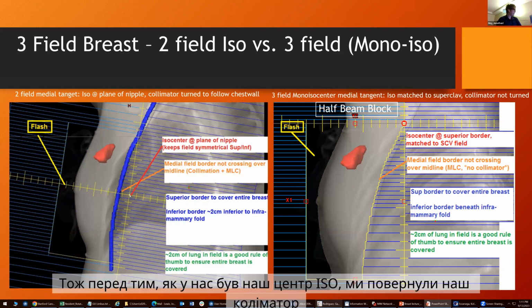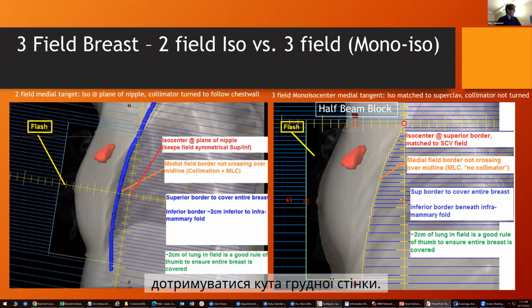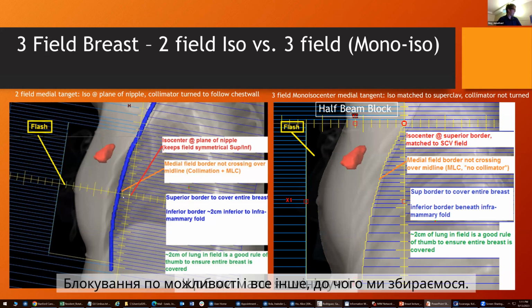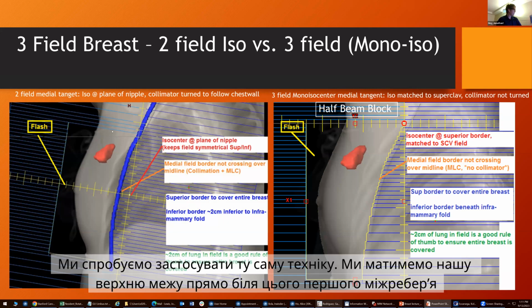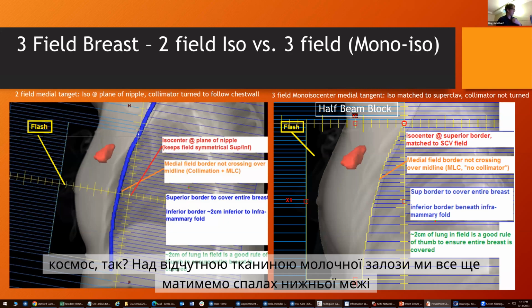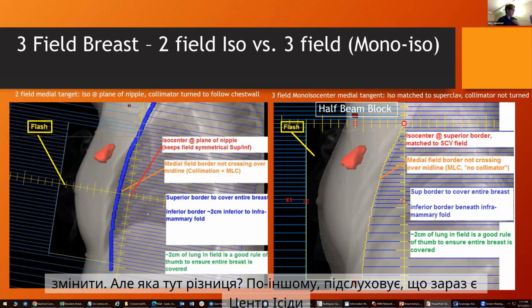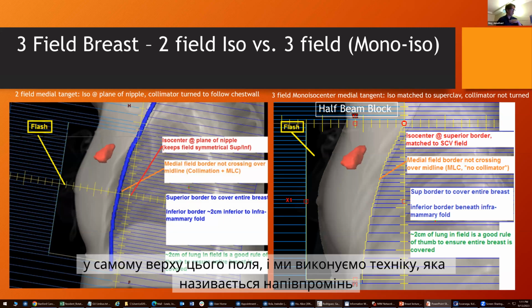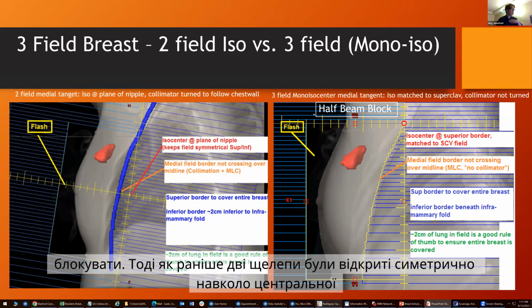So before, we had our isocenter at the plane of the nipple. We had our collimator turned to follow the angle of the chest wall so that we had as minimal MLC blocking as possible. And everything else, we're gonna try to do the same techniques. We're gonna have our superior border right at sort of that first intercostal space, right above the palpable breast tissue. We're still gonna have flash. Inferior border doesn't change. But what is different over here is that our isocenter is now at the very top of this field. And we're doing a technique called a half beam block.